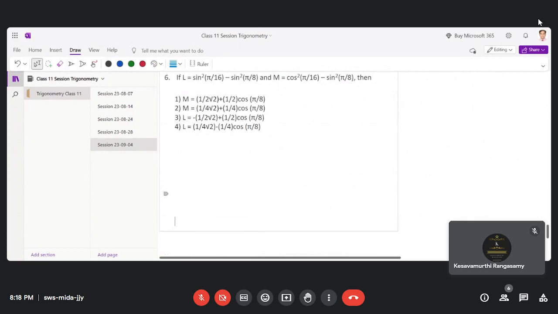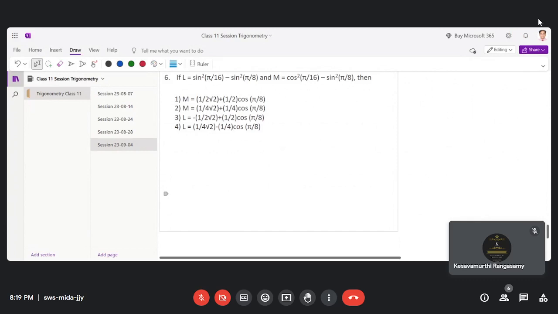So L equal to sine square pi by 16 minus sine square pi by 8, and M equal to cos square pi by 16 minus sine square pi by 8. Then find out M and L. So you can find out M as well as L. We have to find out both M and L. From the first equation, you can find L. From the second equation, you can find M.